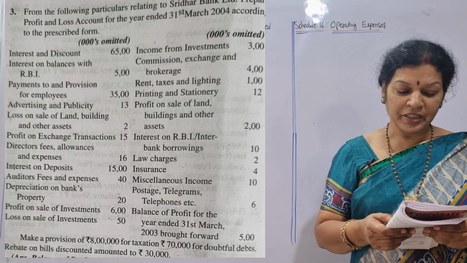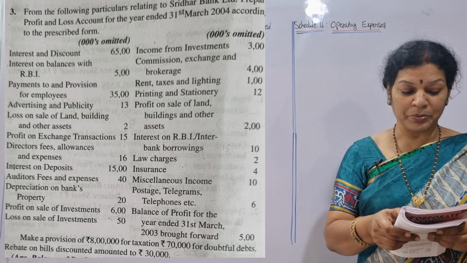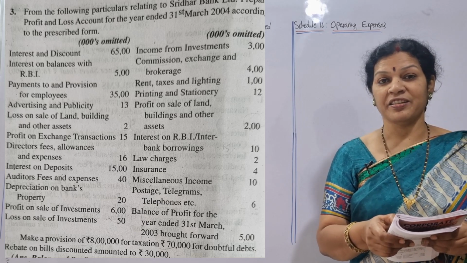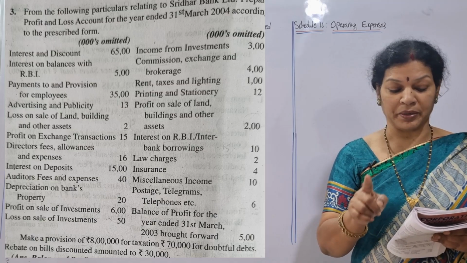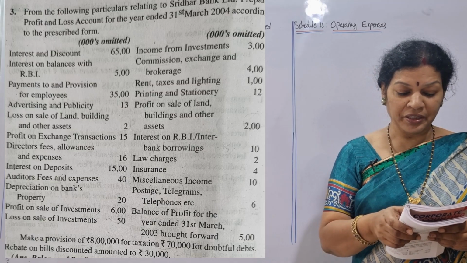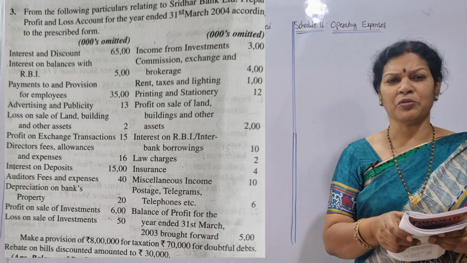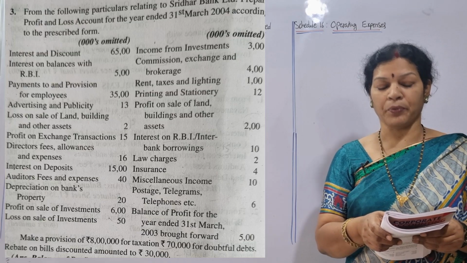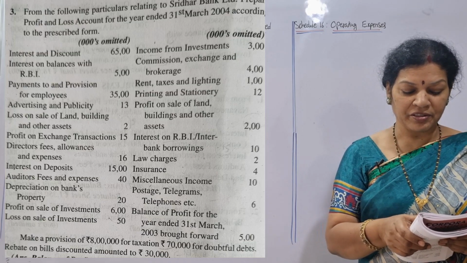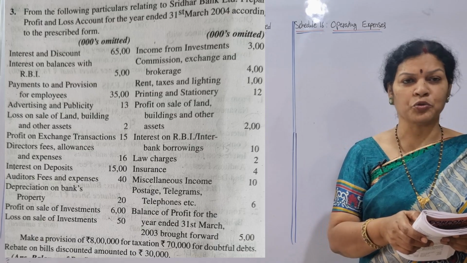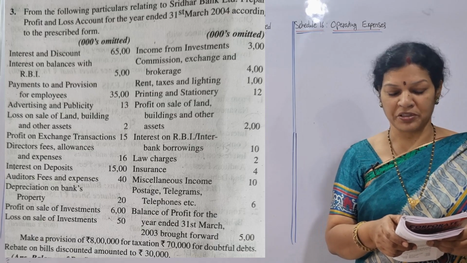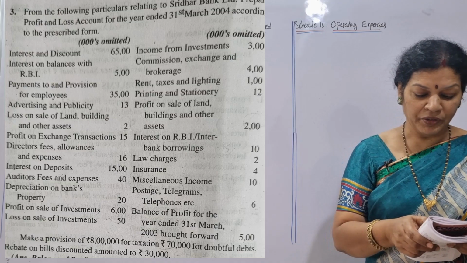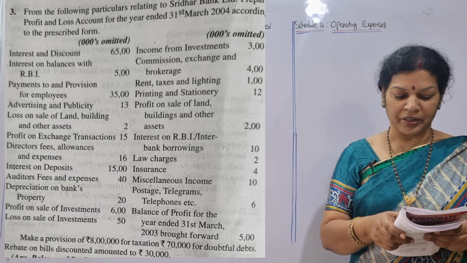Next, income from investment. Income from investment is here interest earned. Schedule number 13. Always remember. Commission, exchange and brokerage. This is also income, but it comes under the other income. Schedule number 14. Rent, taxes, lighting, printing, stationery. These two are operating expenses. Schedule number 16.